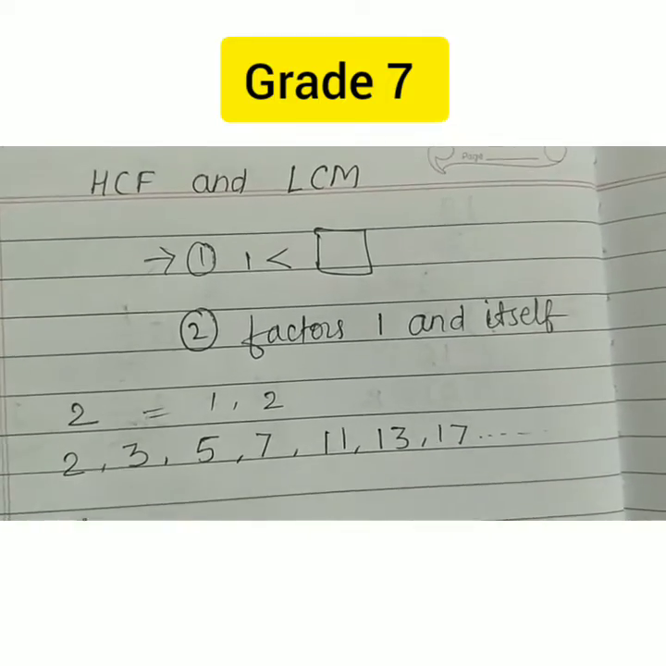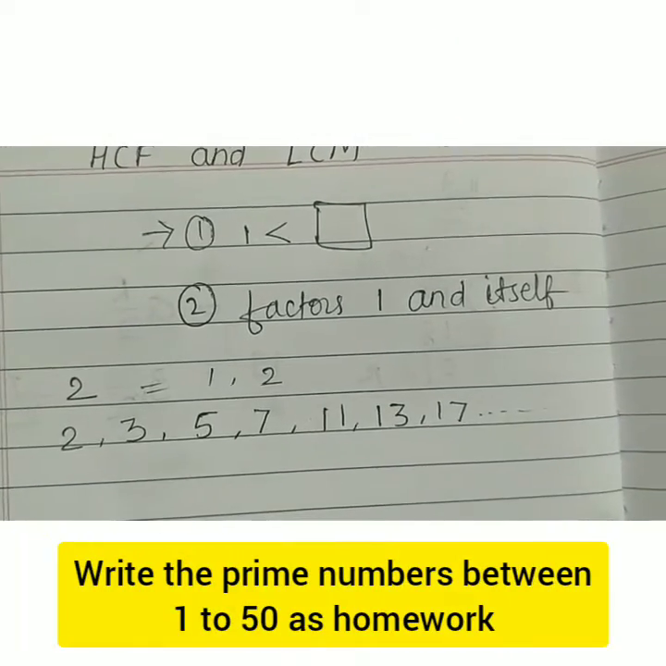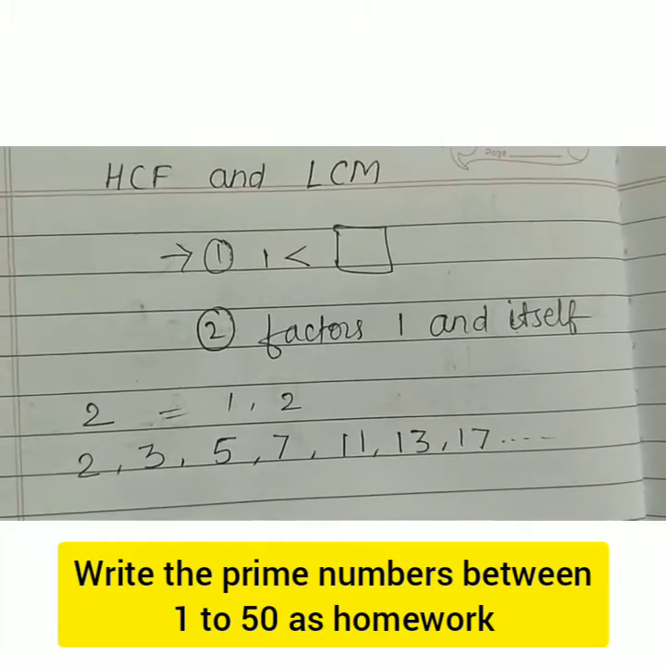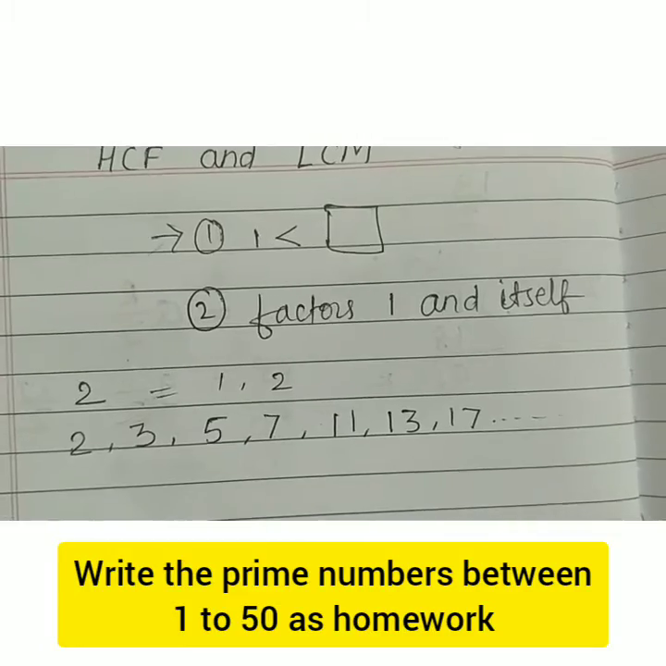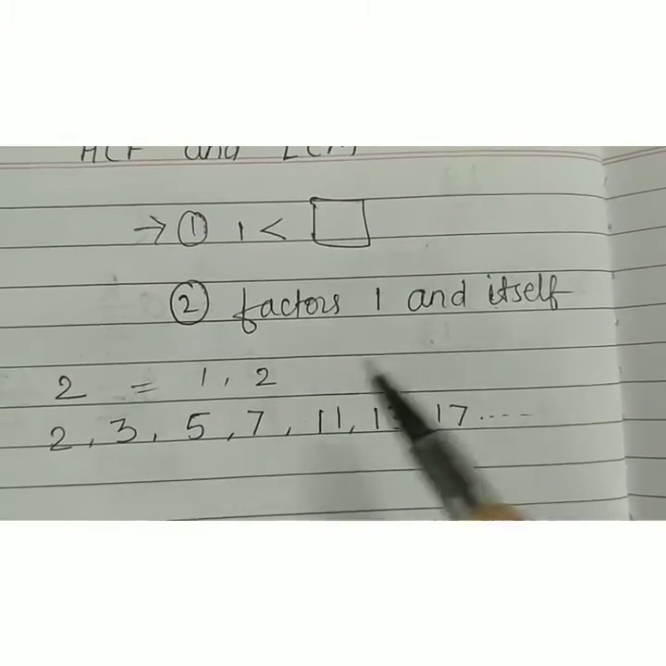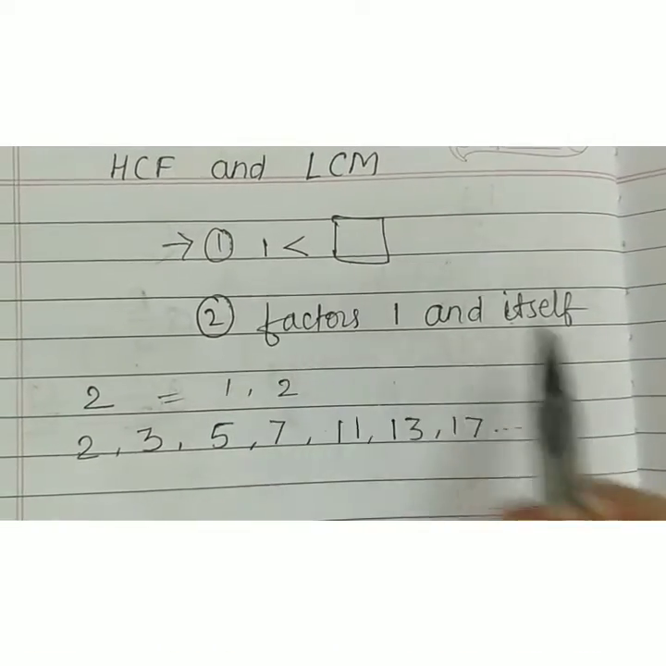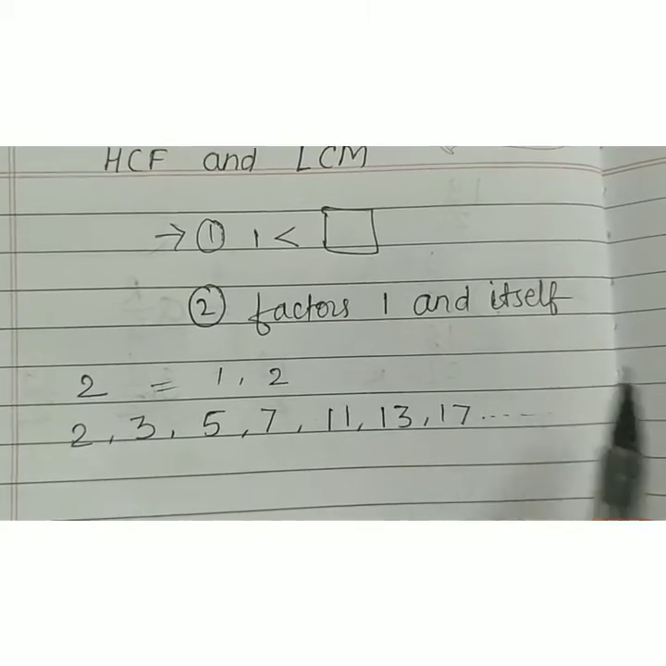So this way you are going to do this as homework. What is your homework? You have to write down the prime numbers which are between 1 to 50. Those numbers should be divisible only by 1 and the number itself.